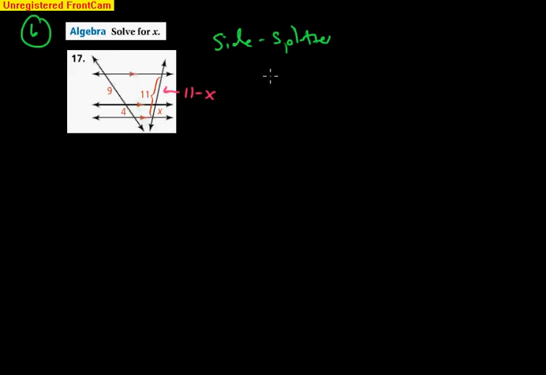And now I'm in business because I can fill in my proportion. x over, now, work up the transversal. x over 11 minus x equals. Now, you go back to where x is and jump across. 4 over, and work up the transversal, 9.